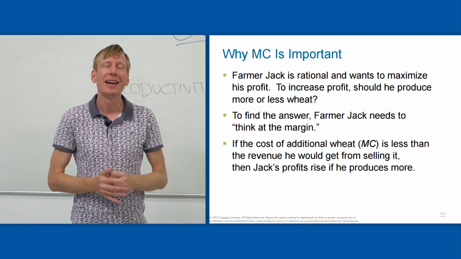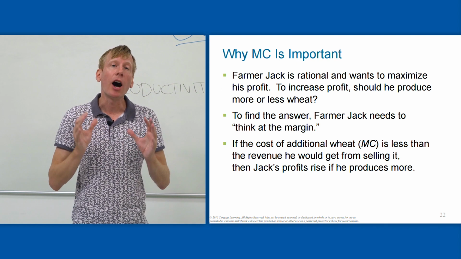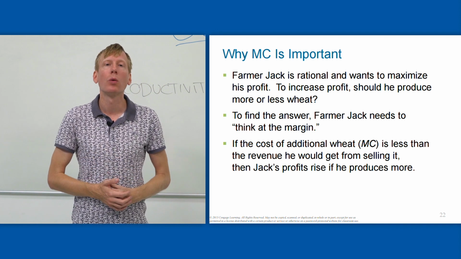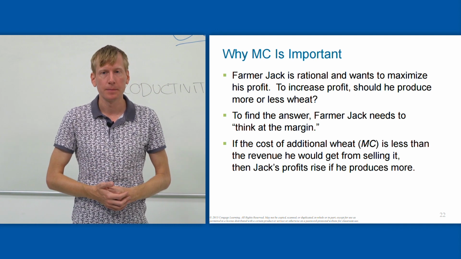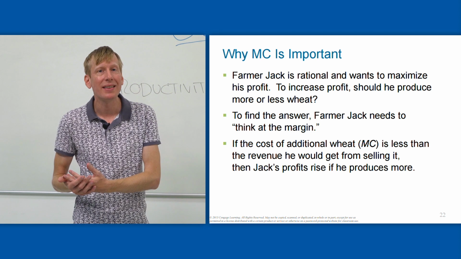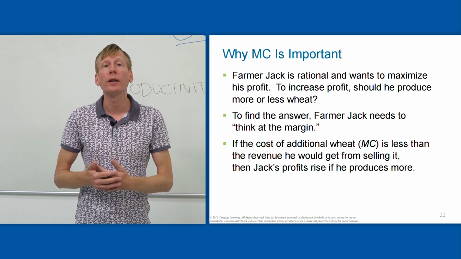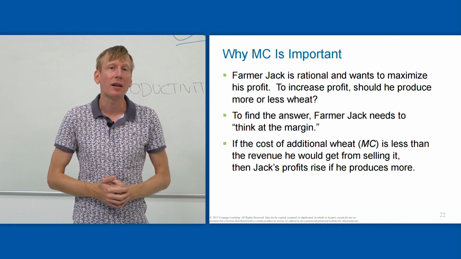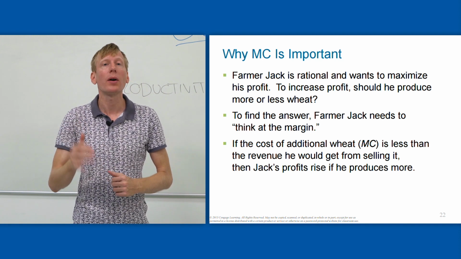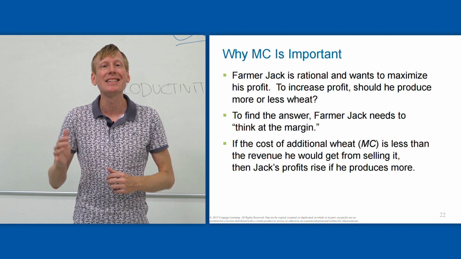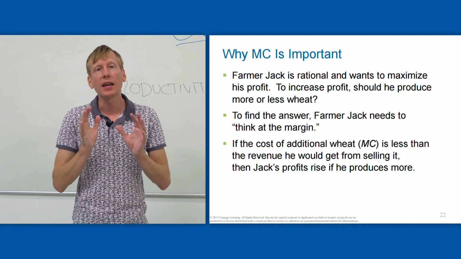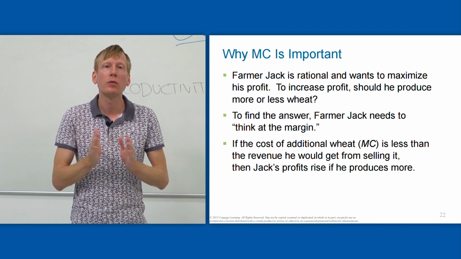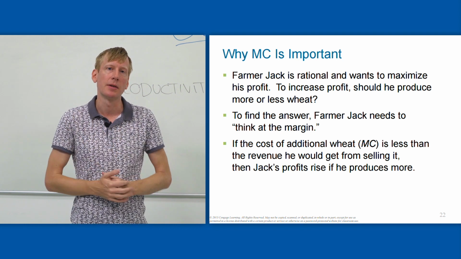Farmer Jack, in this case, needs to carefully consider how much wheat he wants to produce, which determines how many workers he wants to hire. Does he want to produce 3,000? He's not going to want to produce 3,000 units of wheat, which has a marginal cost of 10, unless the price per unit of wheat is at least 10. He has to carefully consider those marginal costs of those units of wheat between 2,800 and 3,000.